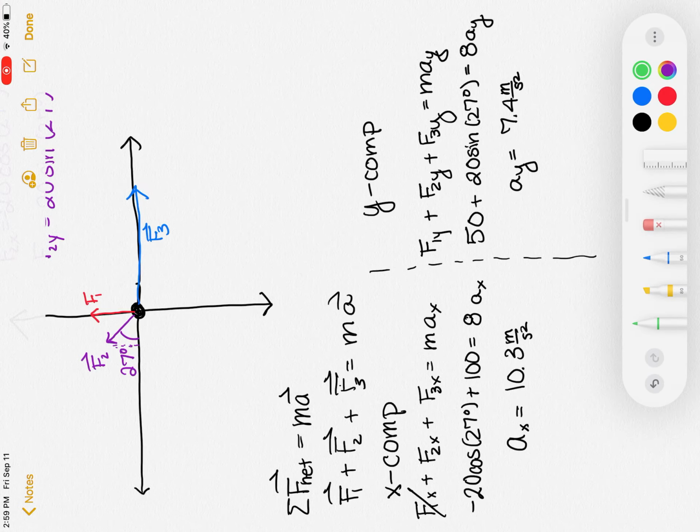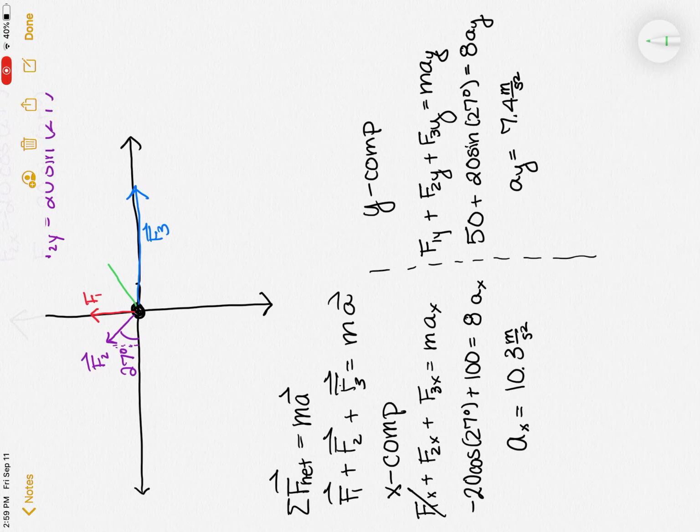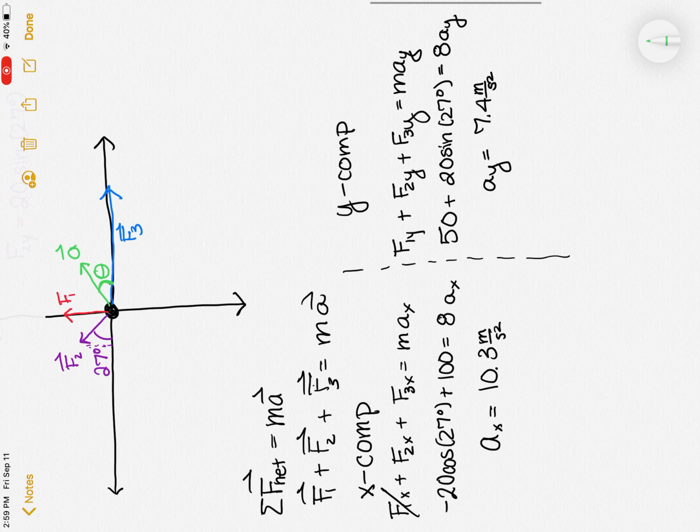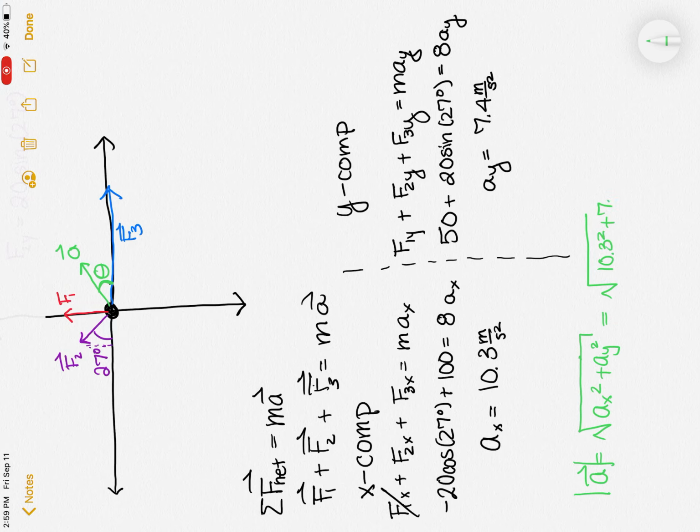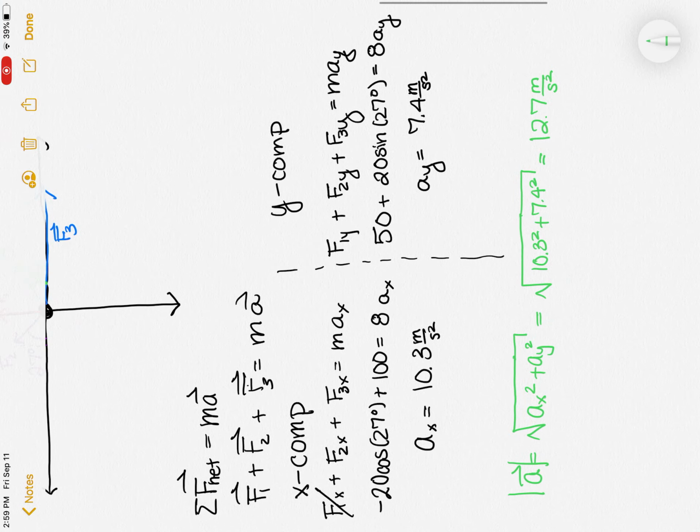So if I were to draw out the direction of my acceleration, it's going to be in the first quadrant. So this is my acceleration right here, and I want to put the angle in terms of the positive x-axis. So my magnitude for my acceleration is going to be equal to the square root of ax squared plus ay squared, so the square root of 10.3 squared plus 7.4 squared. And so that's going to be 12.7 meters per second squared.